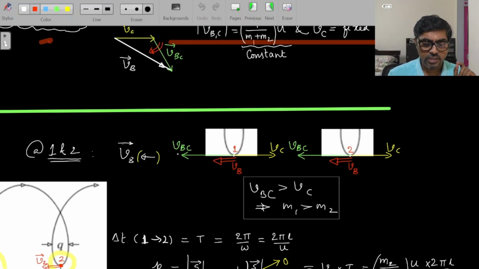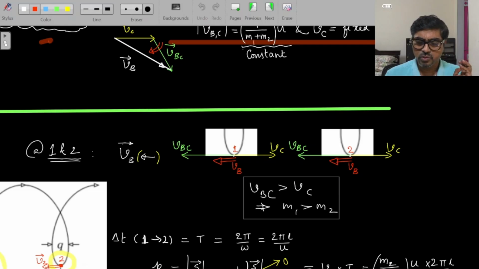Only due to rotation it is supposed to have VBC, and only due to translation of the center of mass it is supposed to have VC. The resultant of these two is going to be the net velocity of B at that point. And they said that it is going to be to the left side according to the diagram. That means VBC is more than VC.